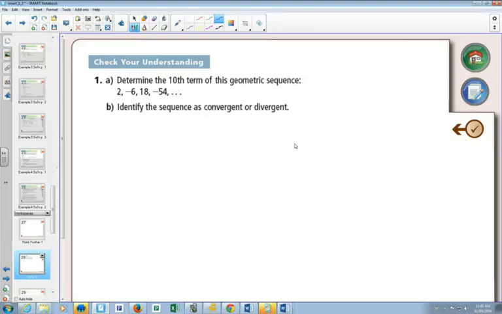So we got a 10th term here of this geometric sequence. First of all, we're told it's geometric, so then you can take that shortcut. Because if you're told it's geometric, you know that you're going to be multiplying by the same thing each time. So what are we multiplying by? -3. And one way we could find the 10th term is just by keep multiplying by -3 as we go along. Okay? And for the 10th one, that would take a little bit of time, but it wouldn't be too bad.